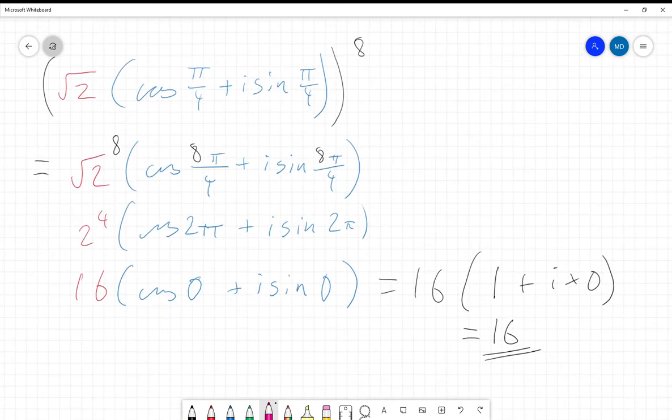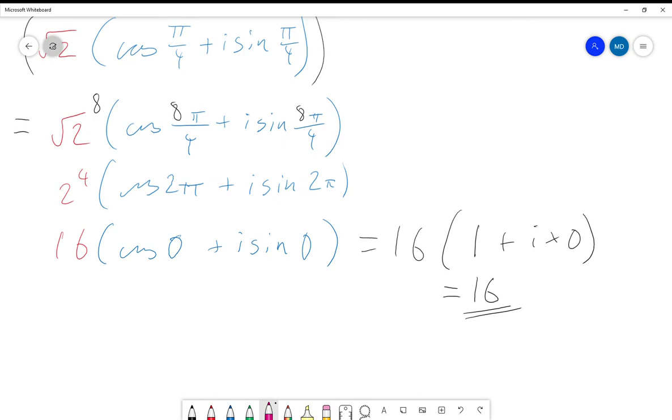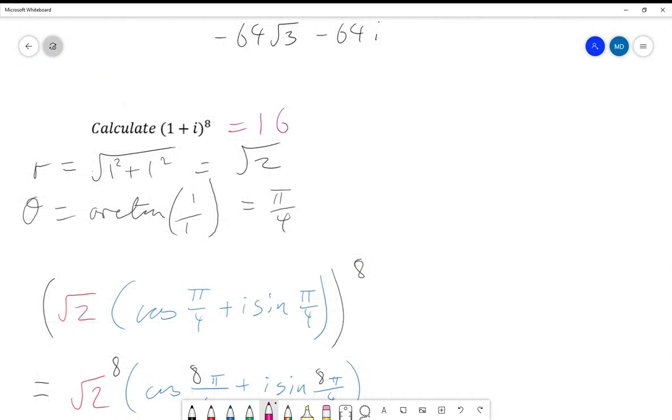Okay, and that's de Moivre's theorem, and a simple application of it. We'll go a lot further and produce some very interesting results in the next video.